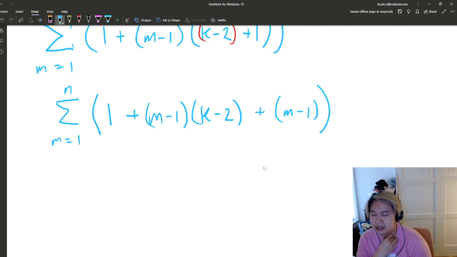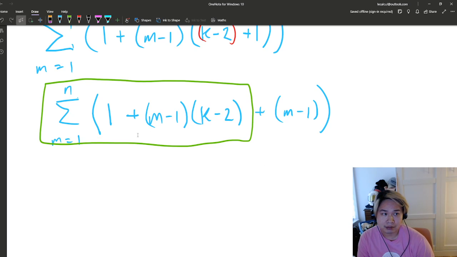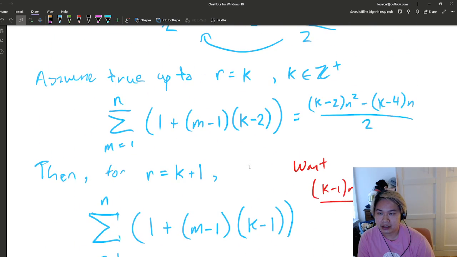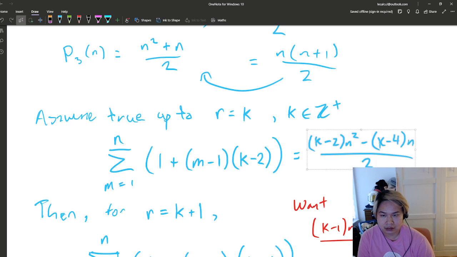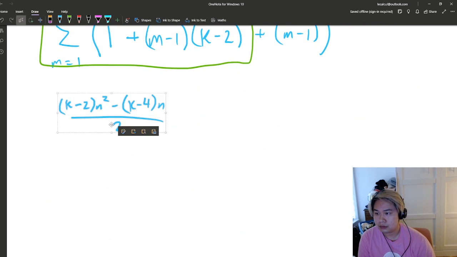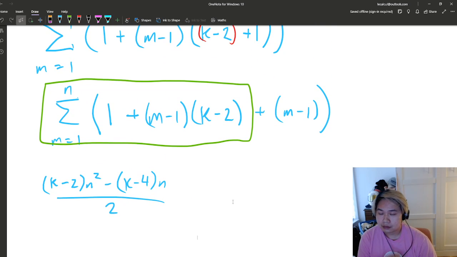Okay, and then this is easy. I can split up my summation into the separate terms. These guys are my hypothesis, so I can replace this with my assumption right here. And then essentially all I need to do is sum the last term.